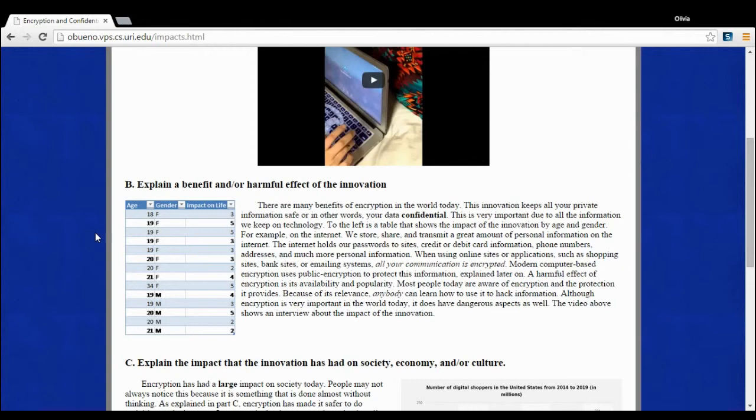A harmful effect of encryption is its availability and popularity. Most people today are aware of the innovation, meaning it is very easy to use. By having this knowledge, anyone can learn cryptology and use it to hack information, which is common today.